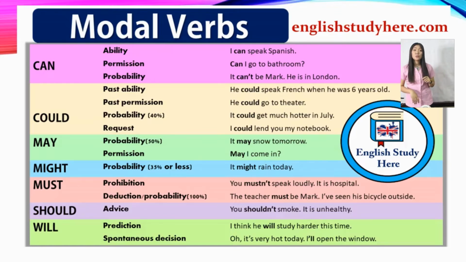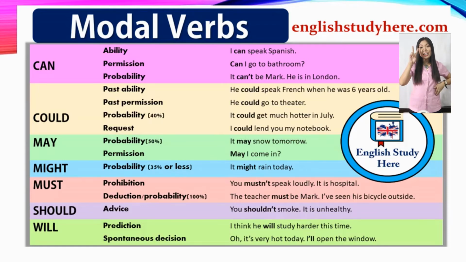Now must is being used to show probability. And don't you know that for must it's 100% probability. For example, it must be Mark inside the room because I had seen his motorcycle outside. It must be Mark inside the room because I had seen his motorcycle outside. That shows 100% of probability.